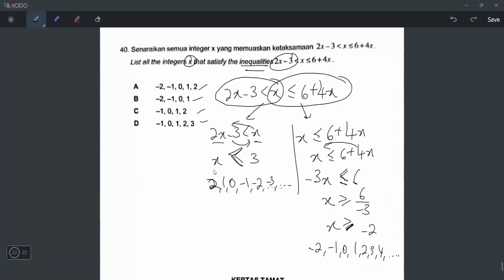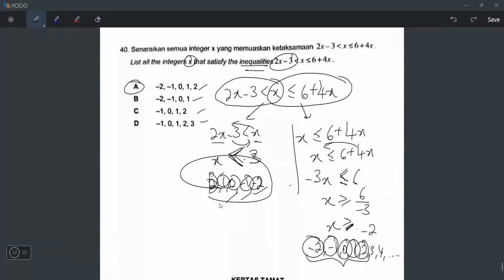You imagine. x smaller than 3, but has to be bigger than or equal to negative 2. So the smallest value here is negative 2, negative 1, 0, 1, 2, and that's it. Until here only. So A is the answer. Okay. Why? Because they already say x has to be smaller than 3. So it's like 2, 1, 0, negative 1, negative 2, negative 3, right? But then they say at the same time must be bigger than or equal to negative 2. That is why you have to stop here. So this is the answer.